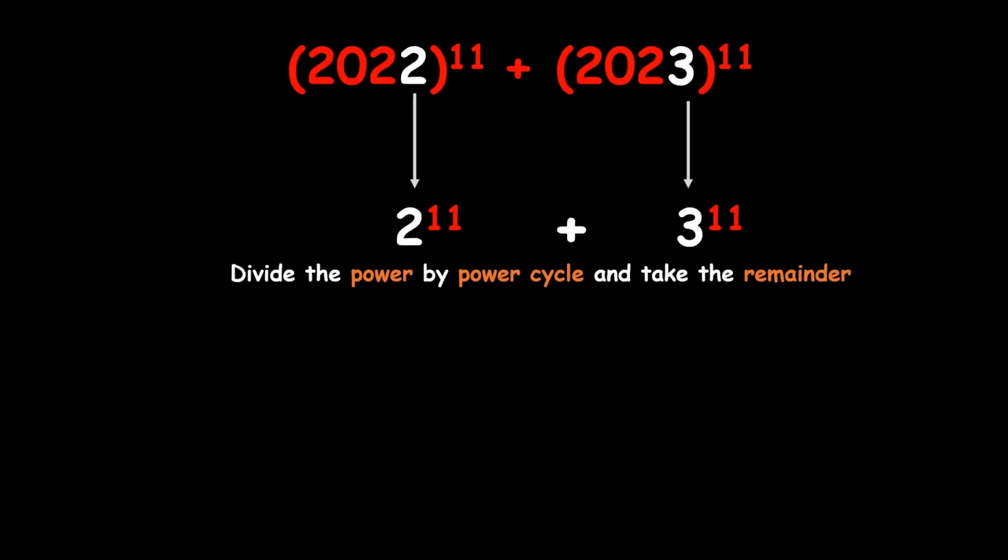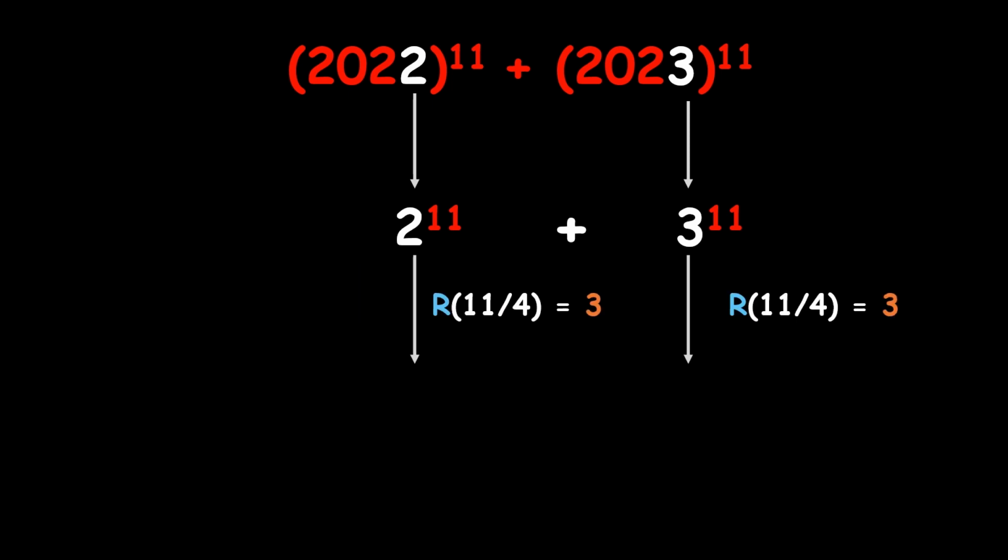Now just get back to the question. As I already said, here is the important step. Divide the power by power cycle and take the remainder. So here the power is 11. The power cycle for the number 2 is 4. Similarly, here the power is 11 and the power cycle for the number 3 is 4. So dividing 11 by 4 gives a remainder 3. Similarly, here also 11 by 4 gives a remainder 3. So 2 raised to 11 can be equivalently represented as 2 raised to 3. Similarly, 3 raised to 11 can be equivalently represented as 3 raised to 3.